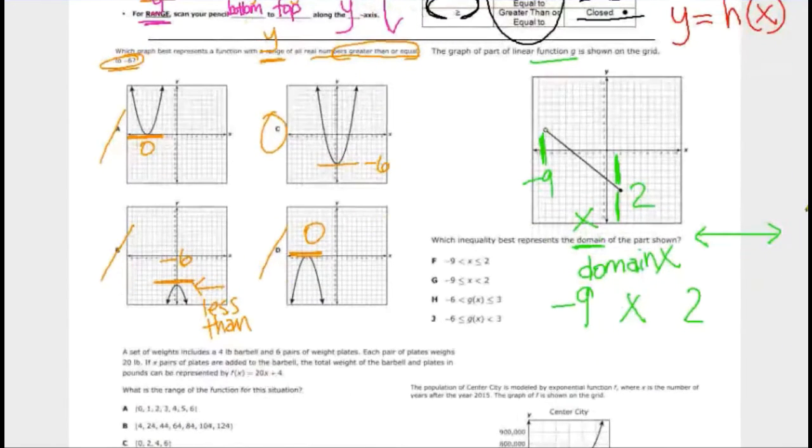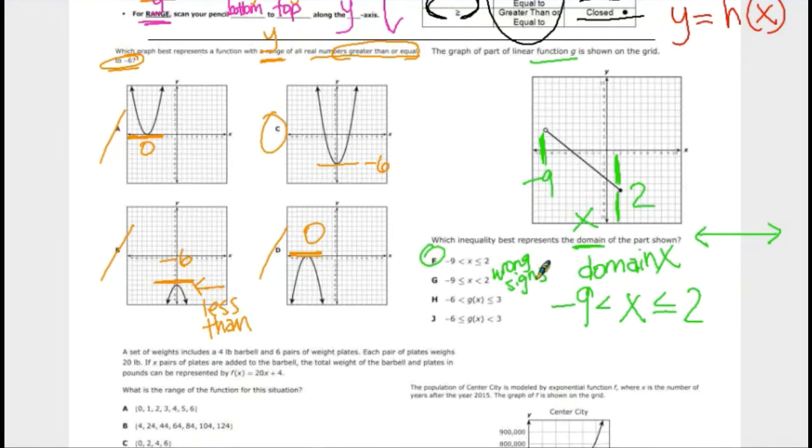So I know that -9 has to be less than x, and if there's a closed circle at 2, it has to be less than or equal to. So if I'm looking at my answer choices, it looks like that will be F. And then the reason it can't be G is because they've gotten those signs confused. Wrong signs.